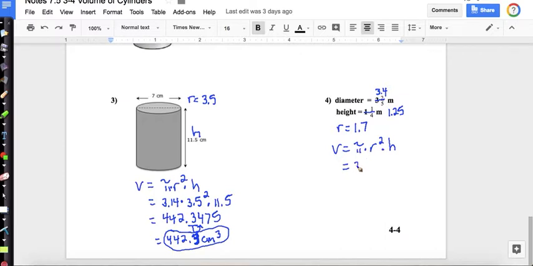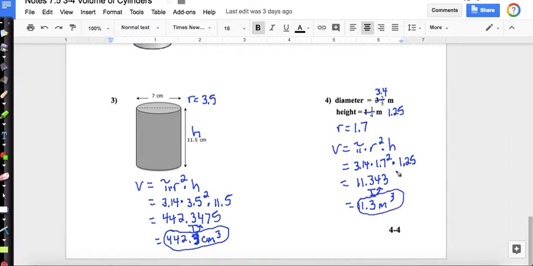So pi is replaced with 3.14. The radius is replaced with 1.7. Be careful, don't put 3.4. Times the height, which is 1.25. Okay, I've already typed it into my calculator, and I get 11 and 343 thousandths. But I need to round it to the nearest tenth, so underline the tenths, look to the right. It's 4 or below, so I'm going to leave it alone. So 11.3 meters cubed.